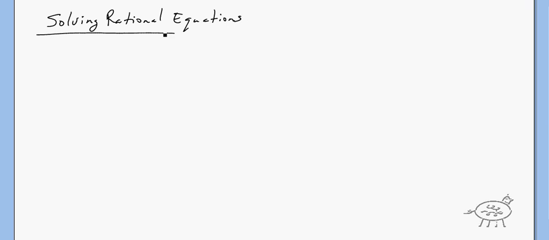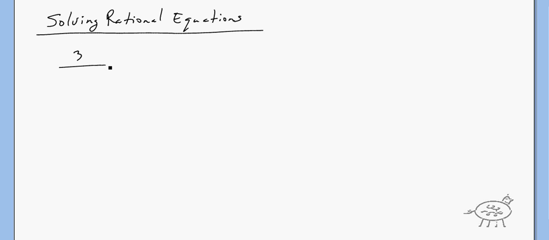So today we're going to do solving rational equations. And it's actually very similar to simplifying rational expressions, which we spent several days on. But we're actually going to start out with kind of a basic problem. We've actually seen these already.